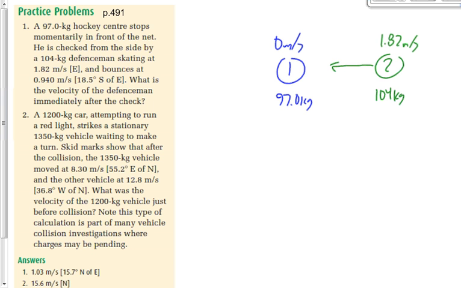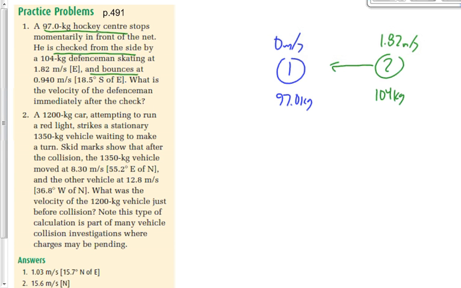Now, I found the wording of this to be a little bit tricky, actually. I don't know about you guys, but it says he's checked from behind and bounces off at 0.940 meters per second. Which guy bounces off at 0.940? Is it the green guy or the blue guy? The heavy guy or the light guy? Which guy is it that bounces off? The heavy guy? Okay. He's checked from the side by a 104-kilogram defenseman skating at 1.82 and bounces off at 0.940. The 97-kilogram hockey center is checked from the side and bounces off at 18.5 degrees south of east. It's the lighter guy, isn't it?